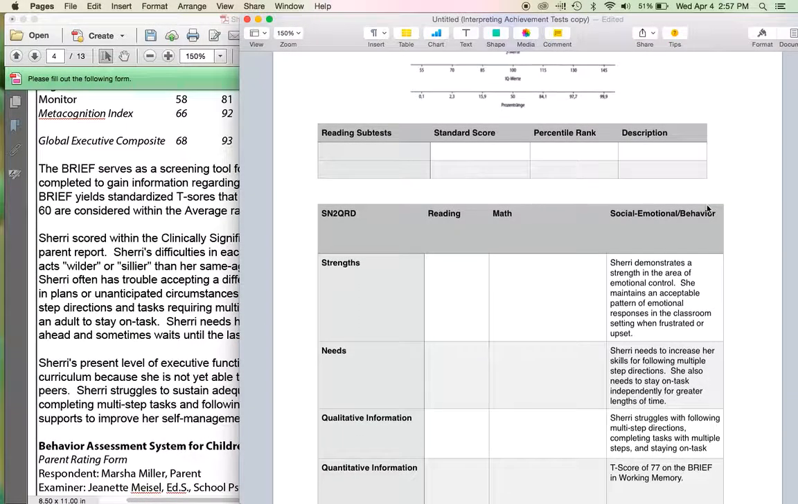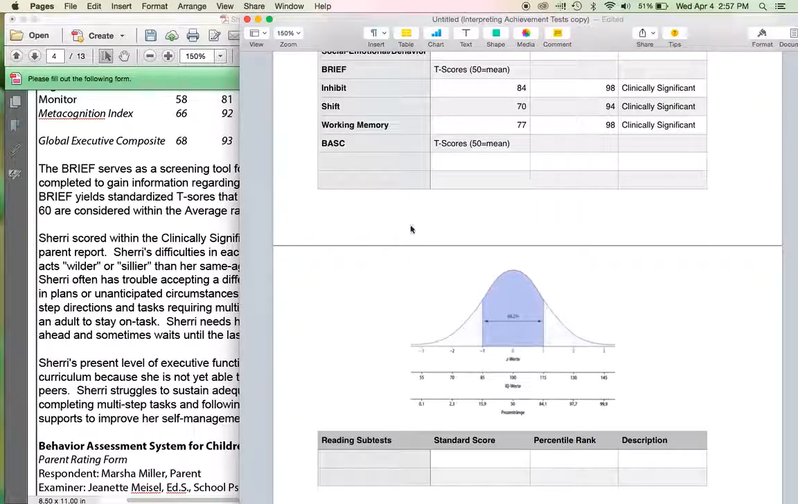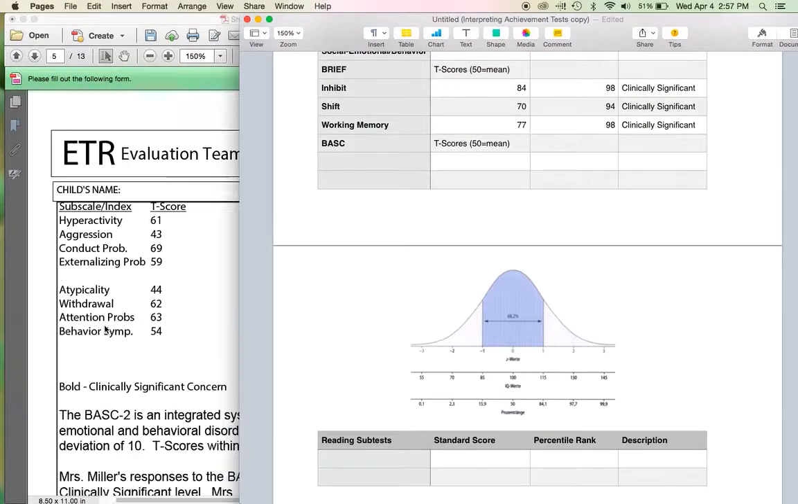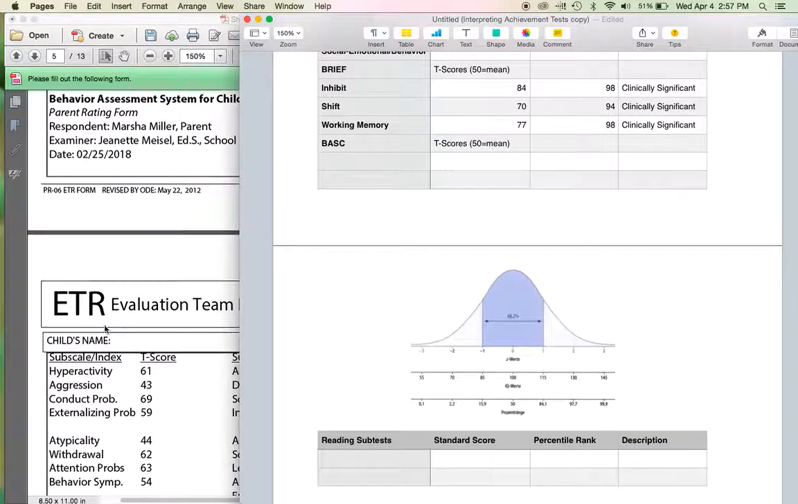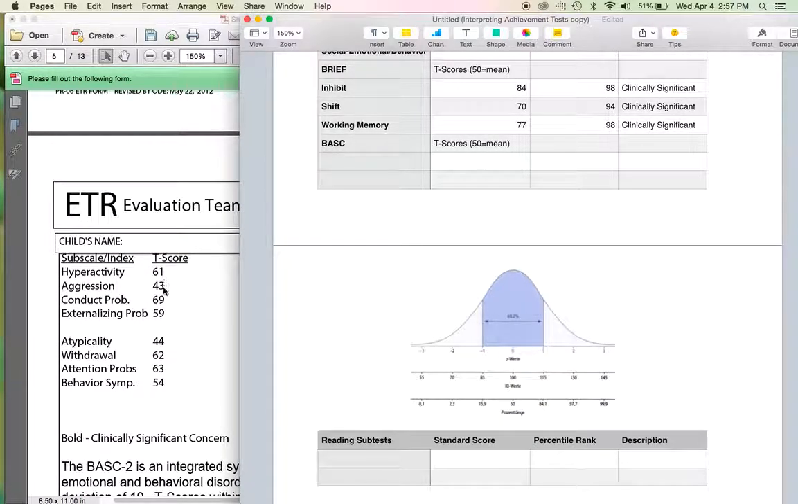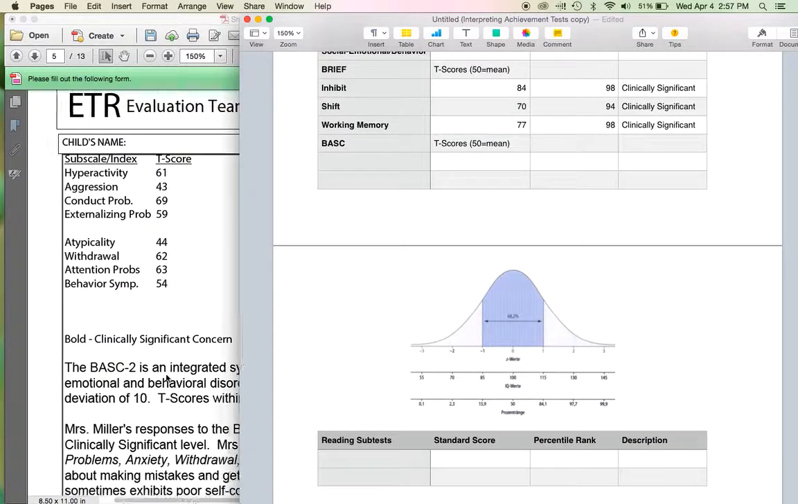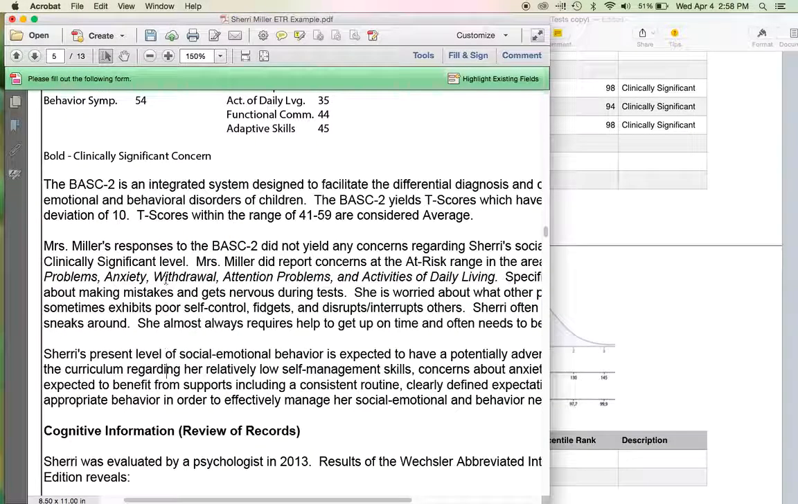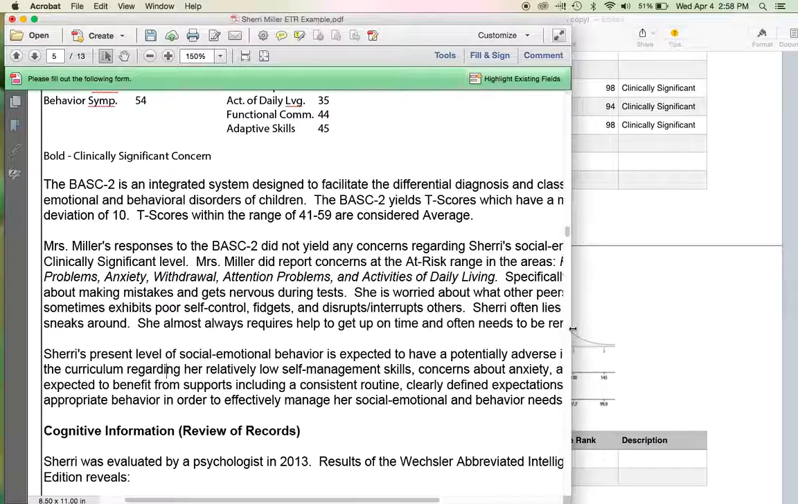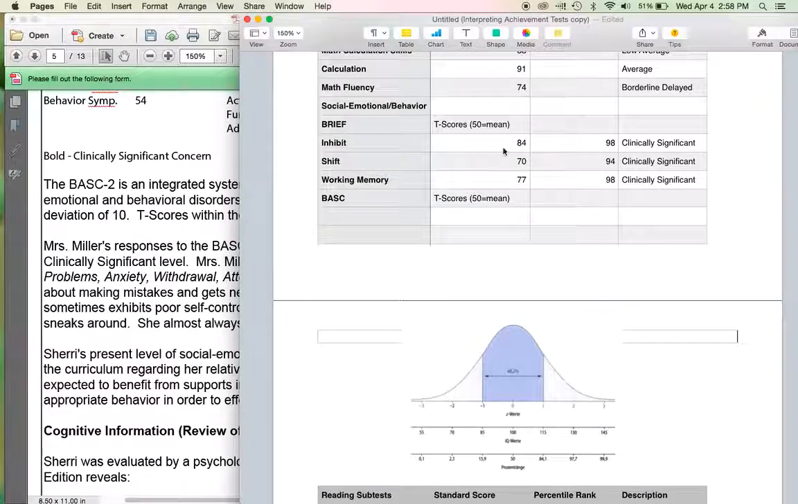I'm going to move on and do the same thing with the BASC. I haven't gone through the exact steps here just for the sake of time, but you would do it the same way in terms of looking at the subskills and identifying any that are significant or that are just kind of at risk, something that should be watched. So definitely read the narrative about the evaluation and the significance of each of the scores and use that to help isolate skills that you want to pull out here in your table for consideration when you write your present level.